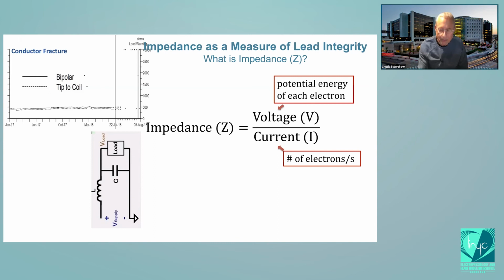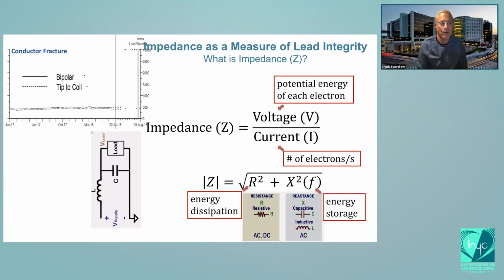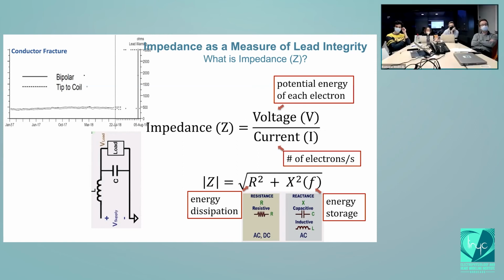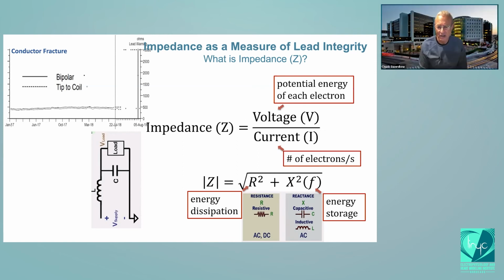In fact, impedance has two different components. The common one that we think about in direct current circuits is what we call electrical resistance. Resistance is what dissipates energy in a lead. So energy dissipation and heating is due to resistance. There is another component of impedance, however, which occurs in circuits that have more than just resistors in them.